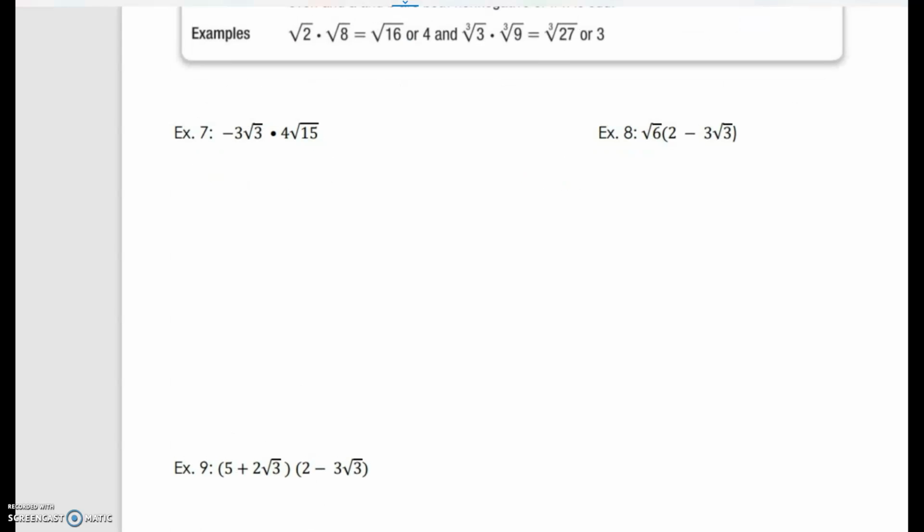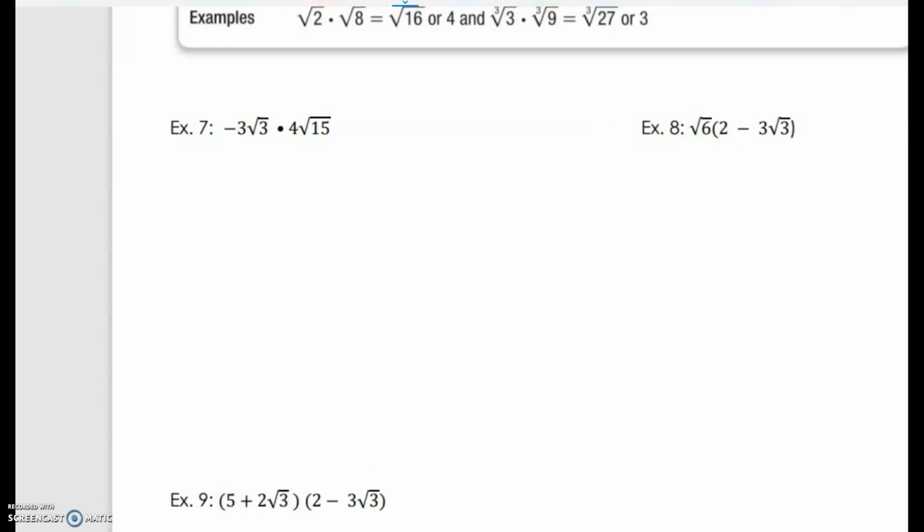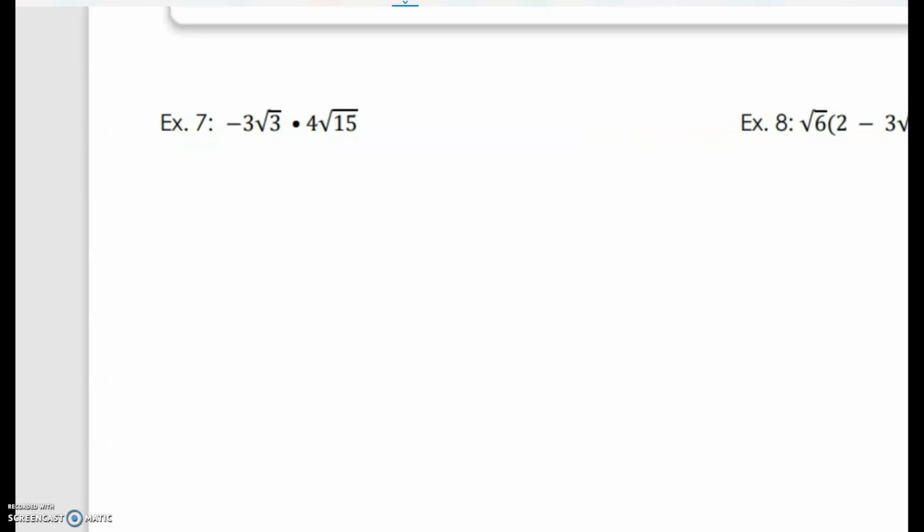Example 7. Let's multiply these two radicals. We got negative 3 square root of 3 times 4 square root of 15. When you're multiplying radicals, you can multiply radicals together. The only thing is you're going to have to keep the rational parts together, and then the irrationals, the numbers underneath the radicals, keep them together. So when I multiply, I'm going to take what's outside, those are going to be multiplied together, and then what's inside, those can be multiplied together. Okay? So let's see what that looks like.